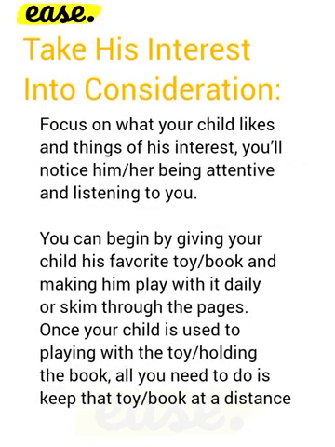The sixth strategy is consider your child's interests. It is important to focus on what your child likes and things of his interests. When you focus on things of your child's interests, you notice that your child becomes more attentive and listens to you more often. How can this be done? You can begin by giving your child his favorite toy or book, making your child play with it daily or read through the pages. So once your child is used to playing with the toy or holding the book, all you need to do is to keep that toy at a distance from your child, someplace where your child can reach it easily.